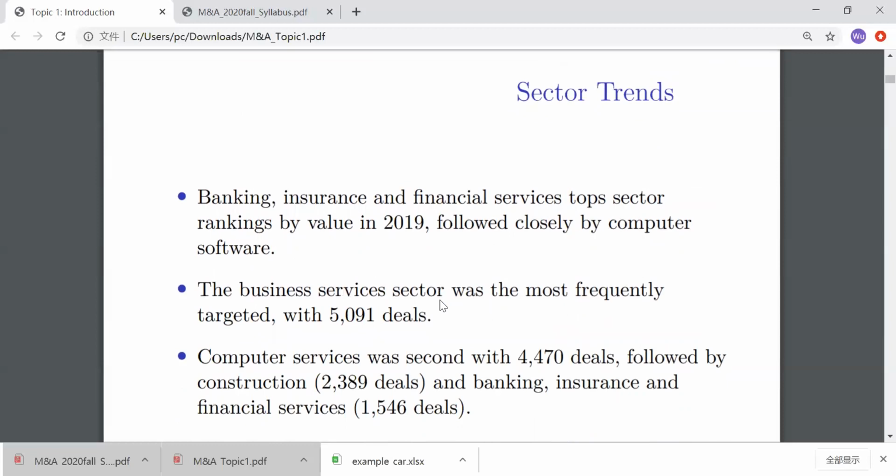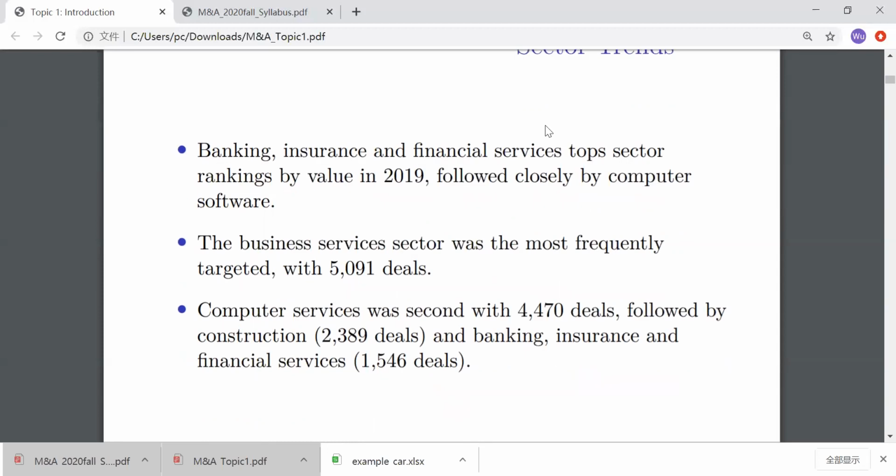So more sector trends, right? Banking, insurance, financial services top the sector rankings by value, followed closely by computer software. These sectors are still very active in terms of M&A. The reason is, we all know what happened in the past 5 or 10 years: the emergence of fintech, blockchain, and insurtech. This emergence of technology has gradually changed the outlook of banking and the financial industry. I wouldn't say it's transformative, but it's definitely changing the way the financial industry is operating. Of course, computer software has been very hot these years as well, so that's why this industry is also very active in terms of M&A activity.